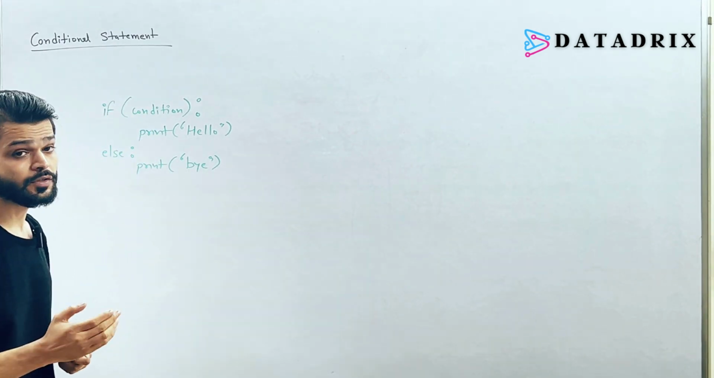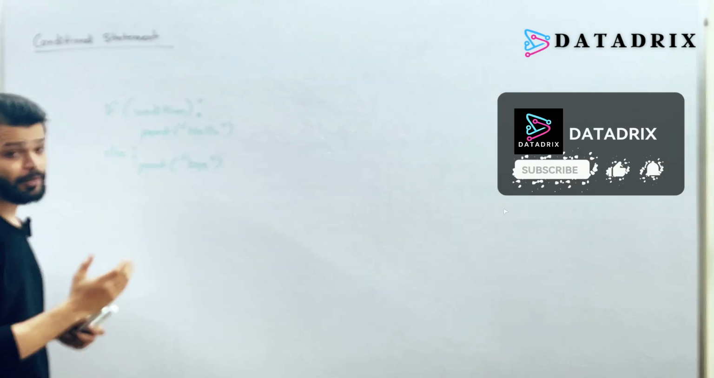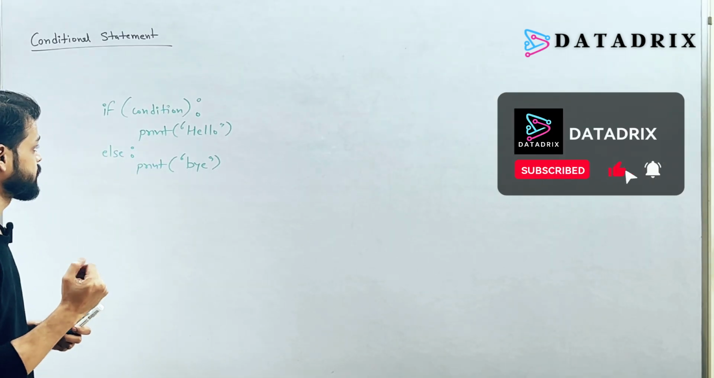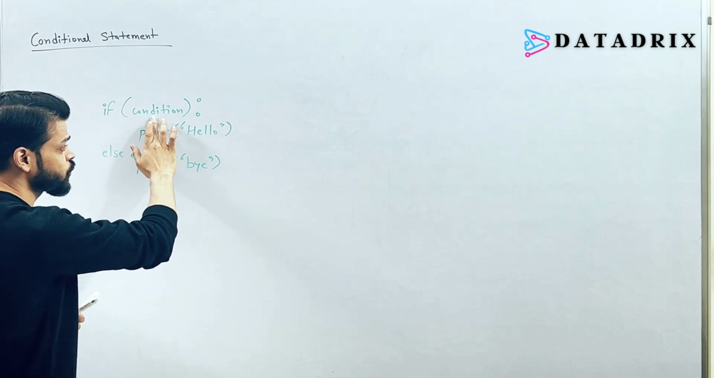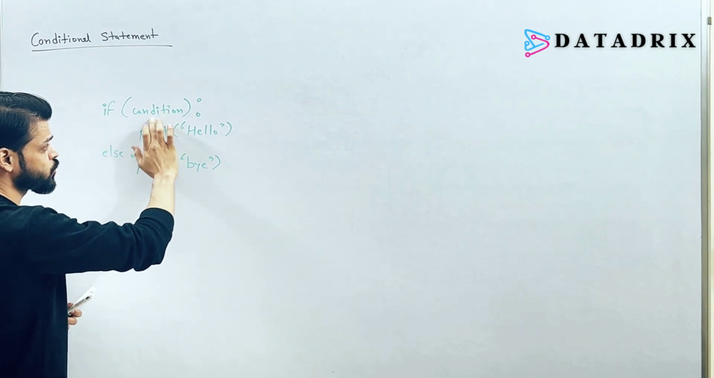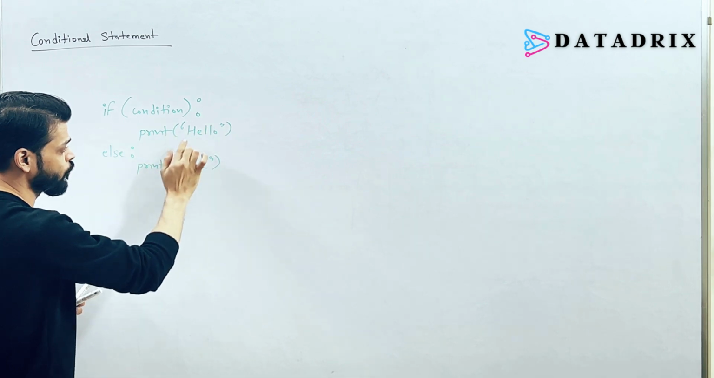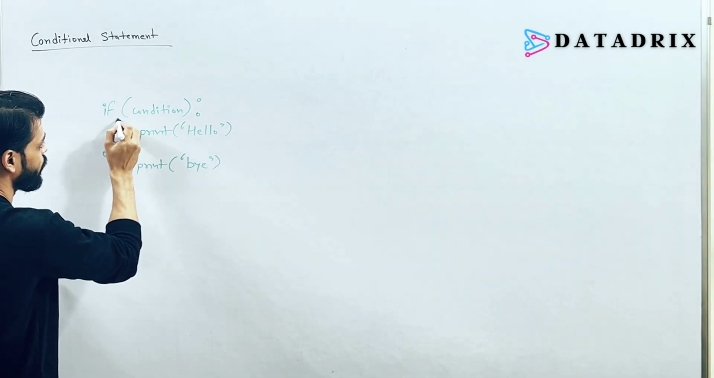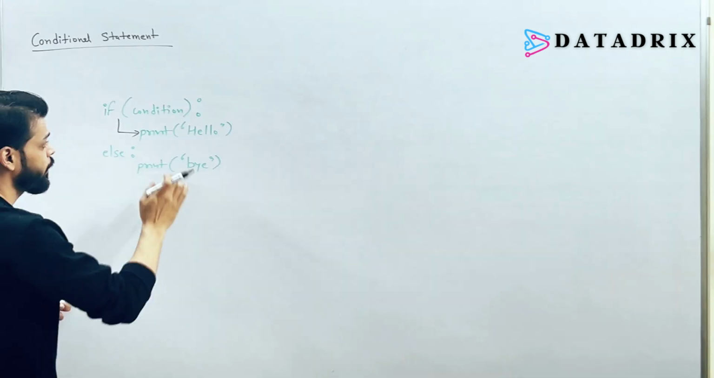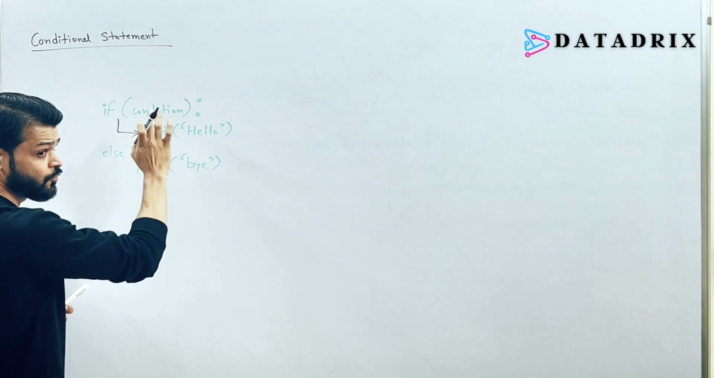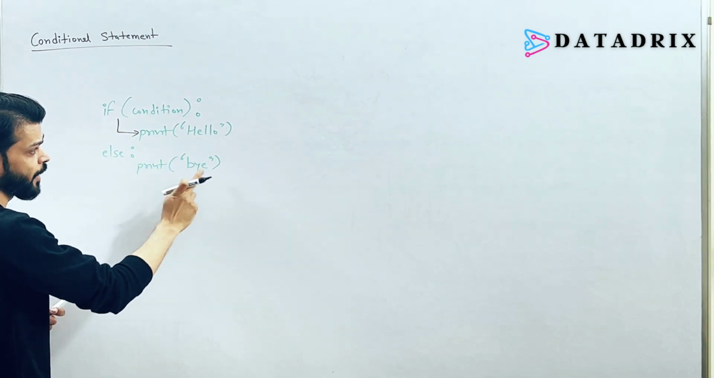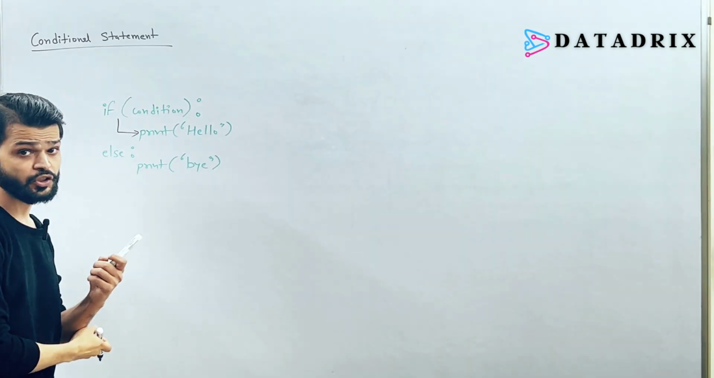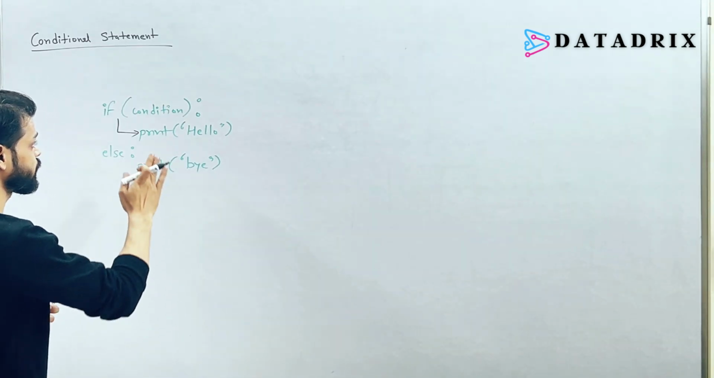And now you need to understand how exactly it works. So for example, in this if we have the condition. If the condition is true, it will directly execute the body of if, which is print hello. If the condition of if is false, then it will directly execute the body of else, which is by. Now, what exactly is condition? What type of condition would be? So let's understand the condition.